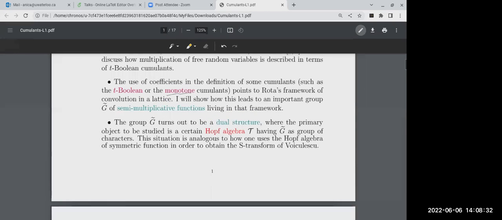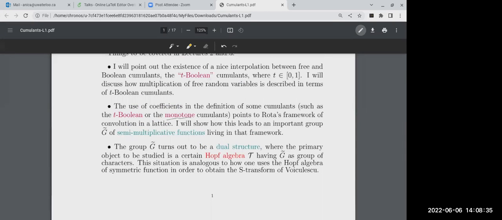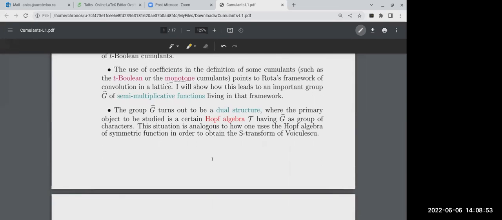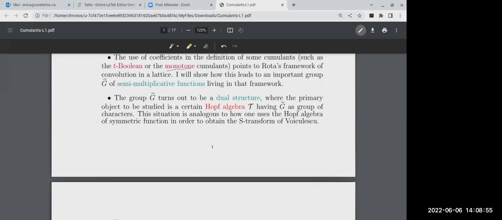So that's one theme of my lectures: there are some other cumulants besides the free cumulants which help with the study of free random variables. The other theme is that Hopf algebra considerations seem to be important, particularly this group of semi-multiplicative functions. After you understand how it clicks, the best way is to view it as the group of homomorphisms of a certain Hopf algebra, which you construct.